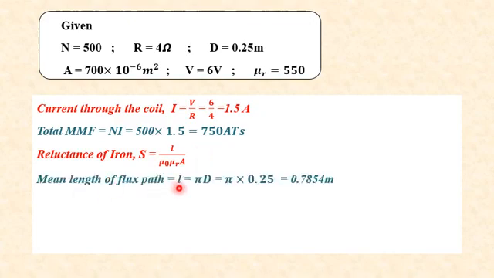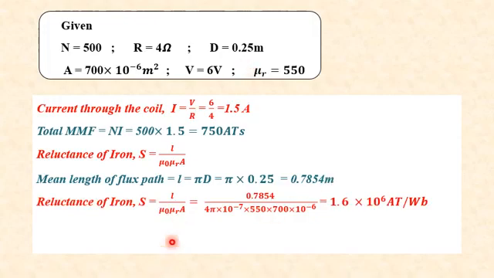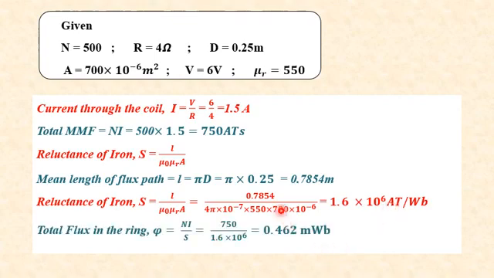The mean length of the flux path L is actually the perimeter of the ring. So L is equal to pi into D, that is pi into 0.25, which is equal to 0.7854 meter. Substituting for parameters, we will be getting the reluctance S as 1.6 into 10 raised to 6 ampere turns per Weber. Now the total flux in the ring, phi, is equal to Ni by S. Substituting for Ni as well as S, we will be getting total flux as 0.462 milliweber.